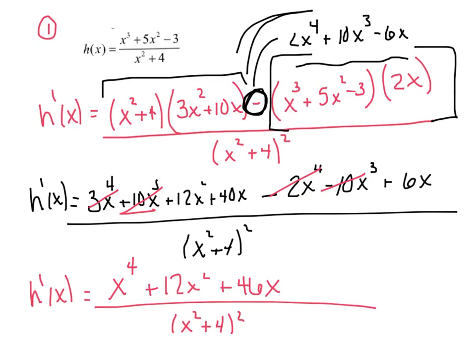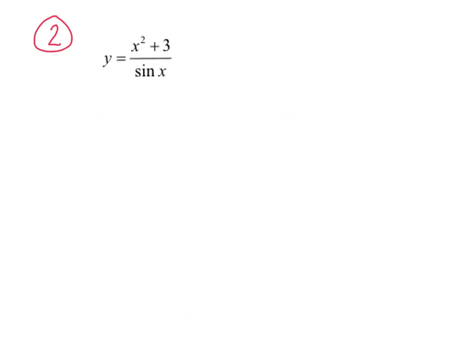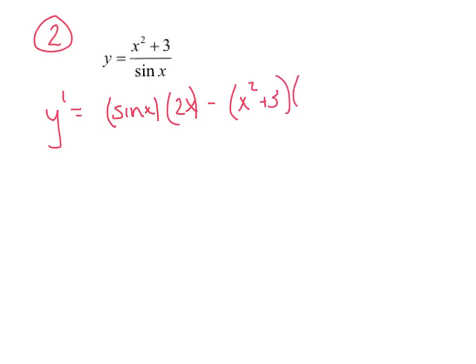Let's try another one. All right, number 2, do we need quotient rule or can we avoid it? Well, on top I have a function in terms of x divided by a function in terms of x. All right, so I got to go quotient rule. Derivative of y is y prime. Low d high. Low is sine x, d high is just 2x, minus high d low, the derivative of sine is cosine, all over low squared.